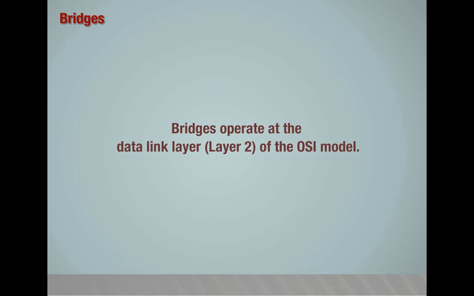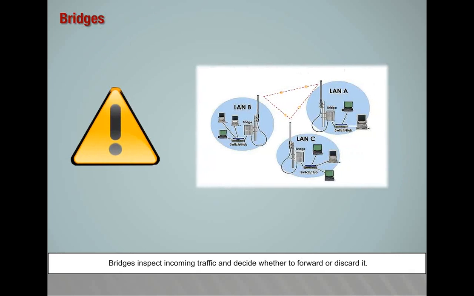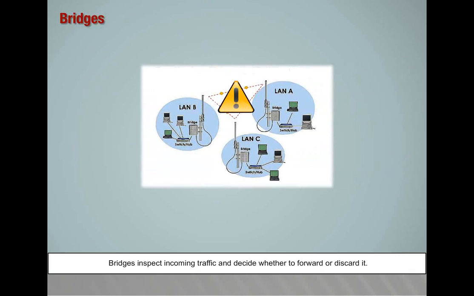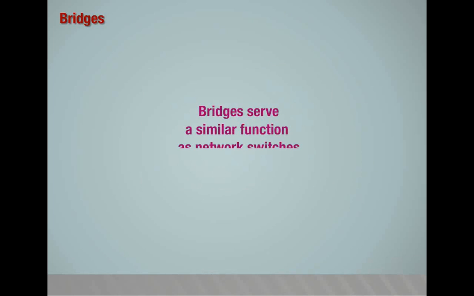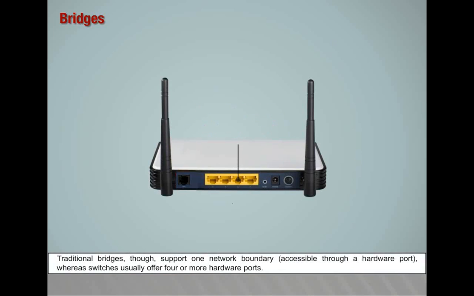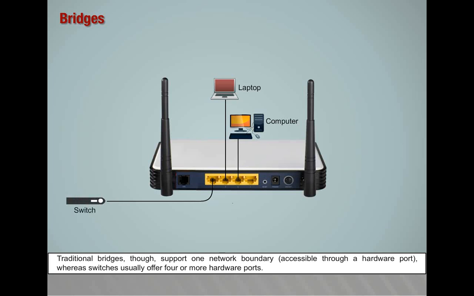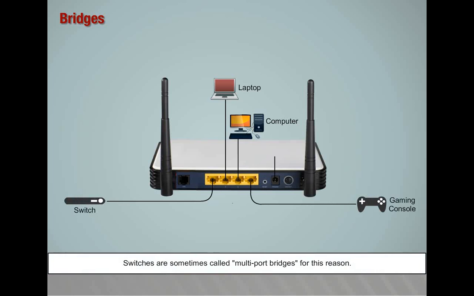Bridges operate at the data link layer, that is layer 2 of the OSI model. Bridges inspect incoming traffic and decide whether to forward or discard it. Bridges serve a similar function as network switches that also operate at layer 2. Traditional bridges, though, support one network boundary, that is, accessible through a hardware port, whereas switches usually offer 4 or more hardware ports. Switches are sometimes called multi-port bridges for this reason.